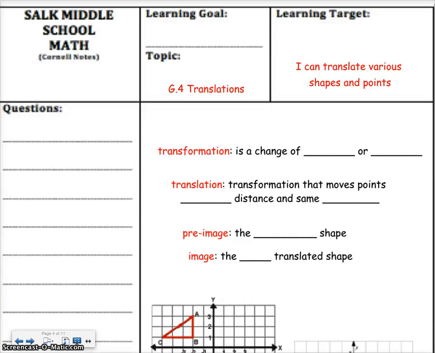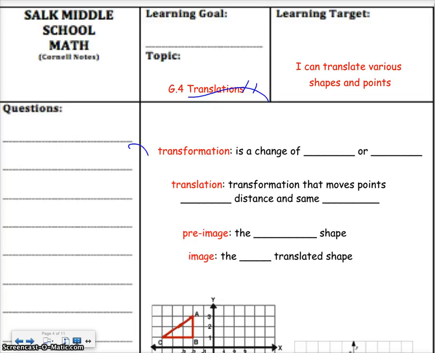Okay, we are taking a break from the scale factors that we've been working on, and we're going to start talking about translations of shapes and figures and points and all of that. So your learning target: you can translate various shapes and points. That's what you can do.